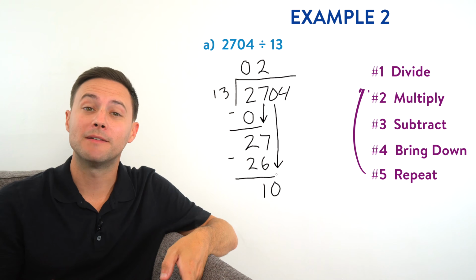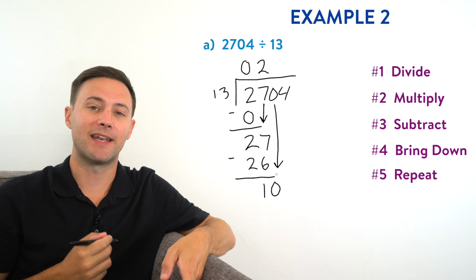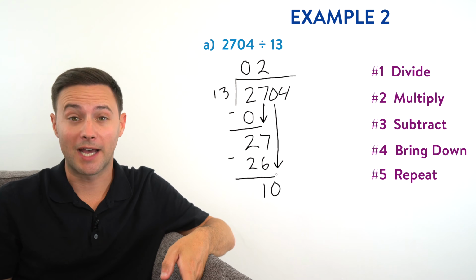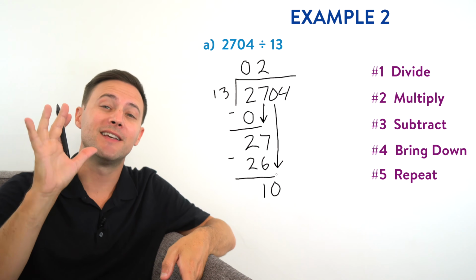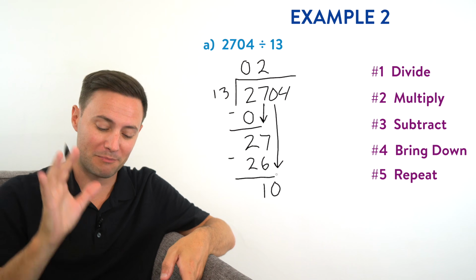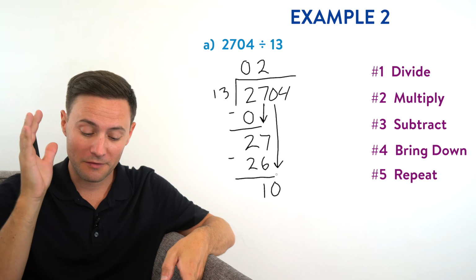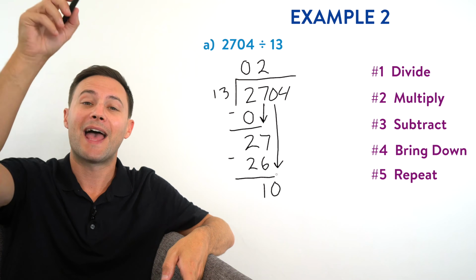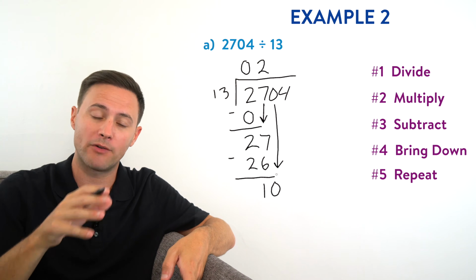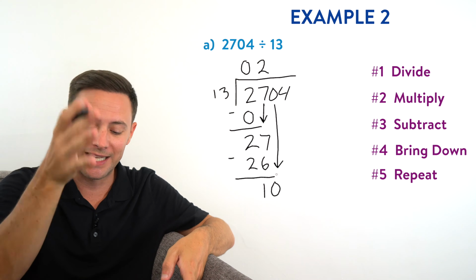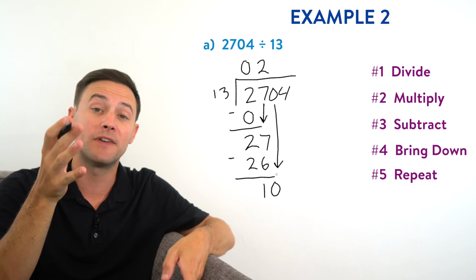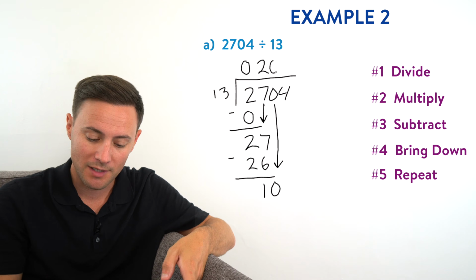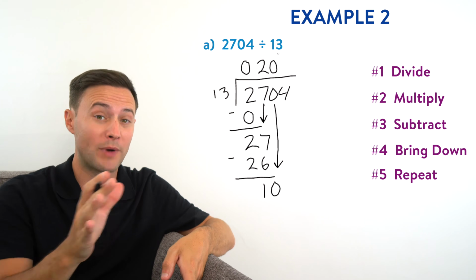And now we repeat. 13 into 10. How many times can 13 go into 10? 0 times. This is a really important part. A lot of students mess this up and they will not write the 0. But every time we bring a number down and we do division, you need to write something there, even if it is a 0. 13 into 10 goes 0 times. And you're going to see why we need to write the 0.